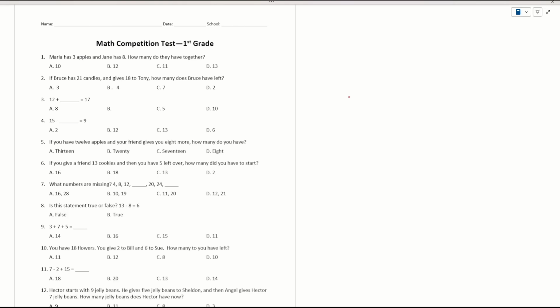Okay. Question 1, we have Maria has 3 apples and Jane has 8. How many do they have together? So basically this question is saying that if you were to combine all their apples, how many do they both have together? So for number 1, the first thing we could do is to add all of them. 3 apples plus 8, that will give me 11. So they both have 11 apples together.